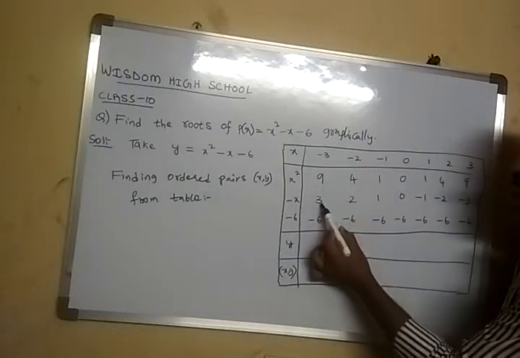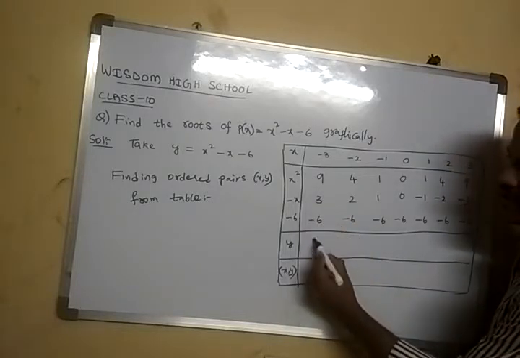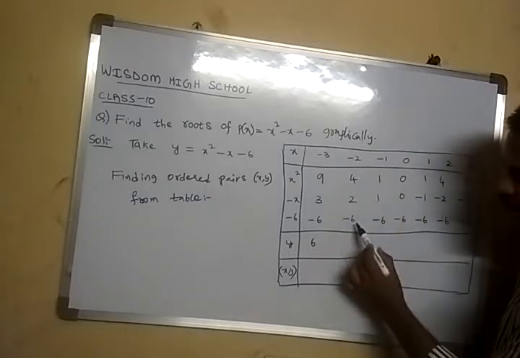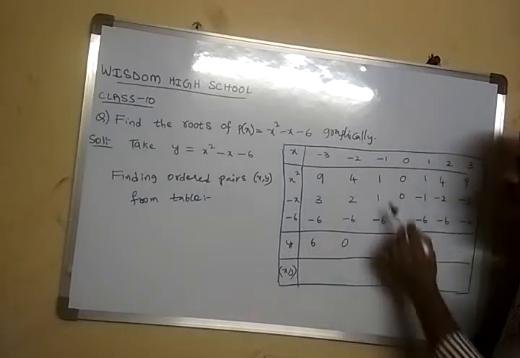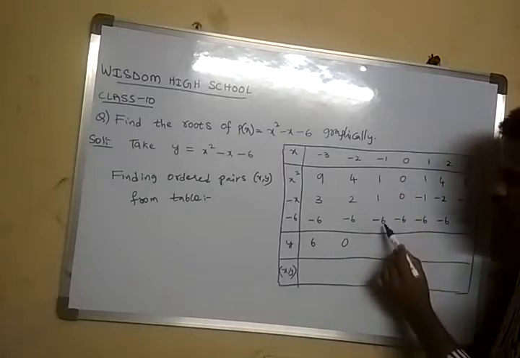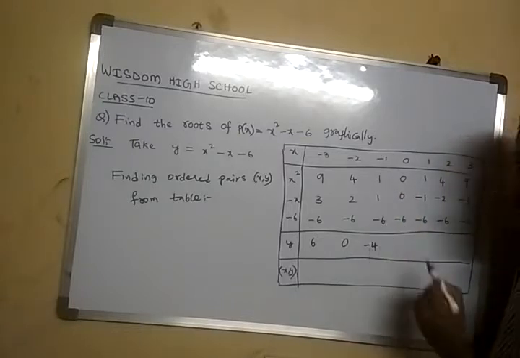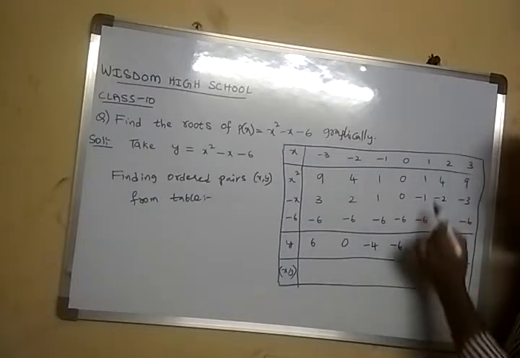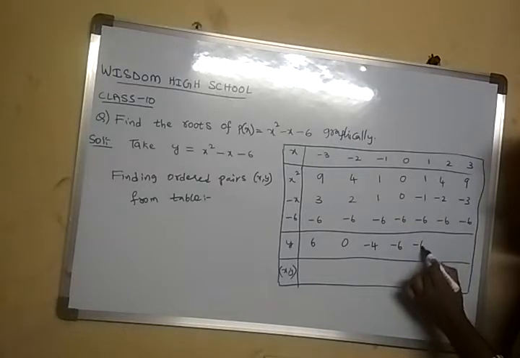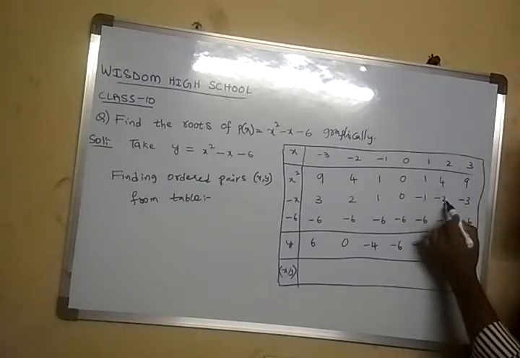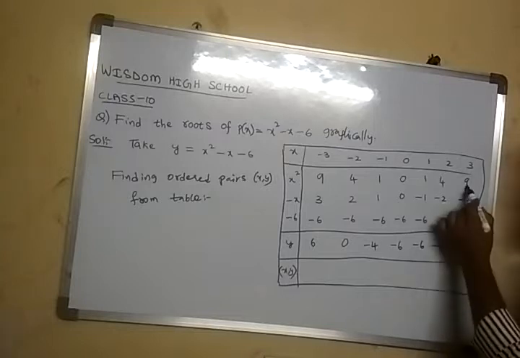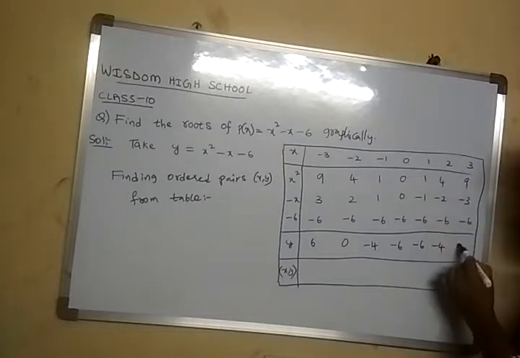So 9 plus 3 is 12, 12 minus 6 is 6. 4 plus 2 is 6, 6 minus 6 is 0. 1 plus 1 is 2, 2 minus 6 is minus 4. 0 plus 0 is 0, 0 minus 6 is minus 6. 1 minus 1 is 0, 0 minus 6 is minus 6. 4 minus 2 is 2, 2 minus 6 is minus 4. And 9 minus 3 is 6, 6 minus 6 is 0.